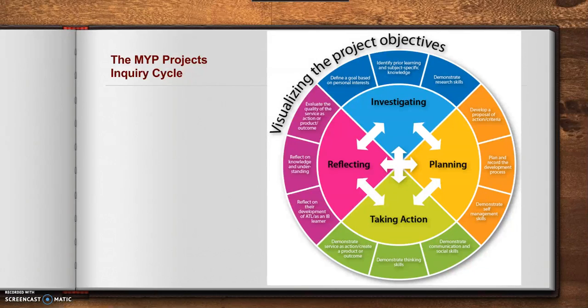Then they're reflecting as they evaluate the quality of their personal project product or outcome. They reflect on their own knowledge and understanding and how it's grown through the personal project and the development of the project itself. And they reflect on their development as an IB learner, where they look at the learner profile and unpack and begin to reflect on how they've grown and developed the characteristics of the IB learner profile attributes.